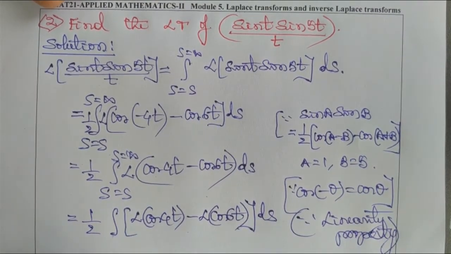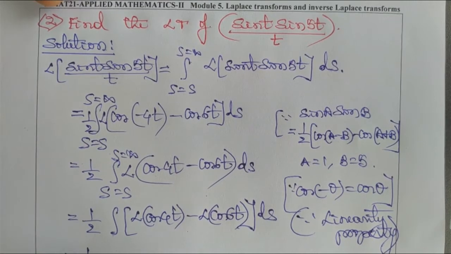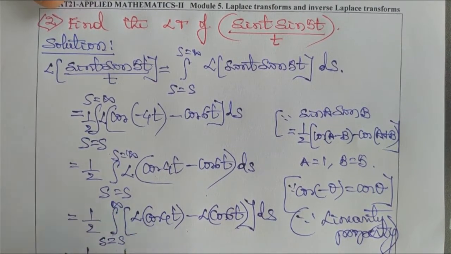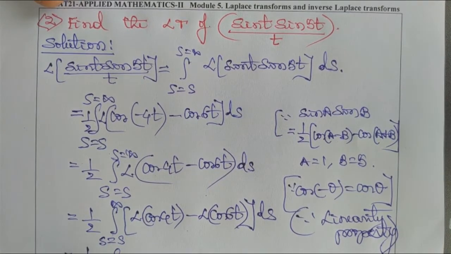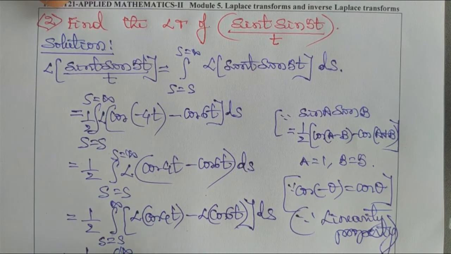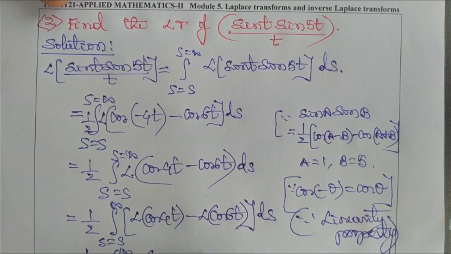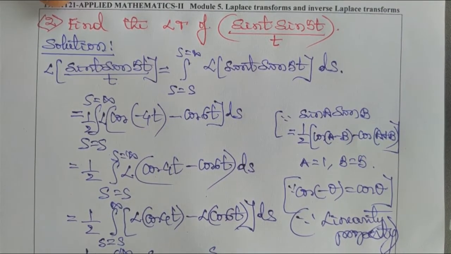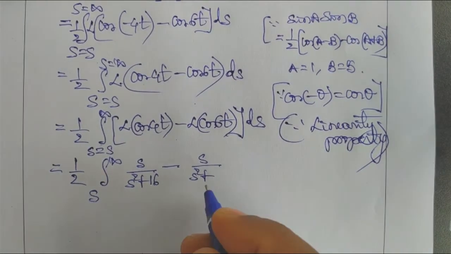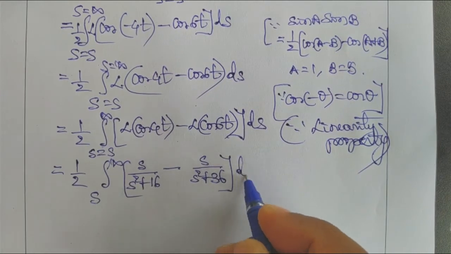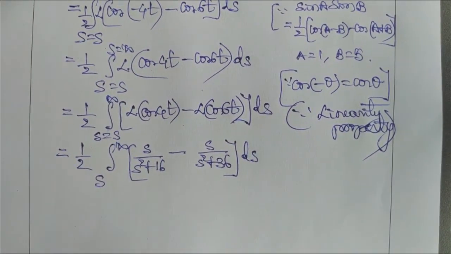Using the linearity property, half into integral from s to infinity of Laplace of cos 4t minus Laplace of cos 6t. Laplace of cos 4t means s divided by s square plus 4 square, that is 16, minus s divided by s square plus 36, into ds, using the formula.